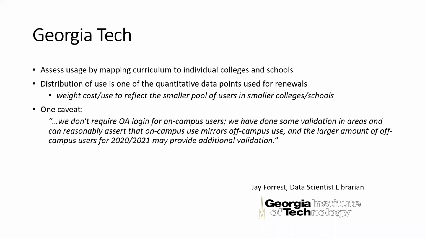They've done a distribution of use as one of the quantitative data points they use for renewals, sort of weighting the cost and using that to reflect the smaller pool of users and smaller colleges and schools, as a way that they kind of offset those smaller colleges and schools and still give them a full say, if you will, in purchasing decisions. And one caveat we do mention, and Ken hinted at the caveat of platform level of statistics.